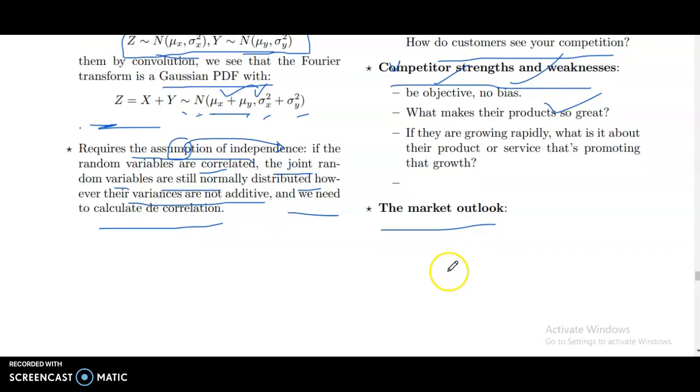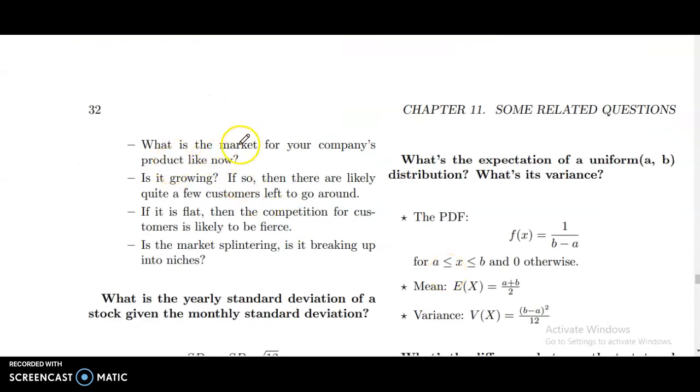The market outlook. What is the market for your company's product like now? Is it growing? If so, then there are likely quite a few customers.